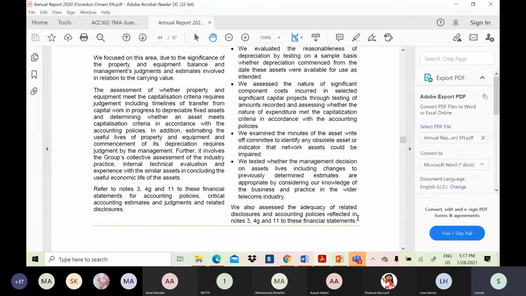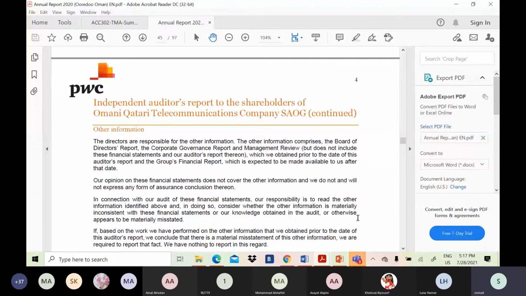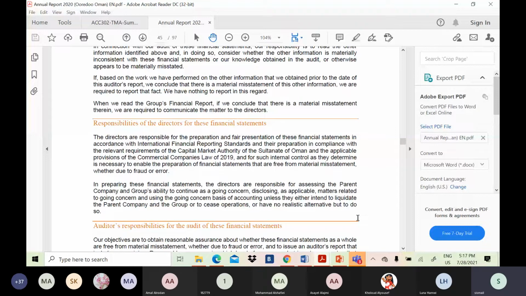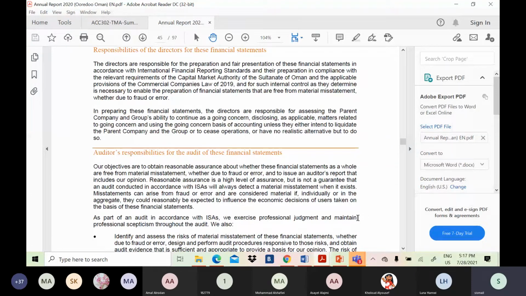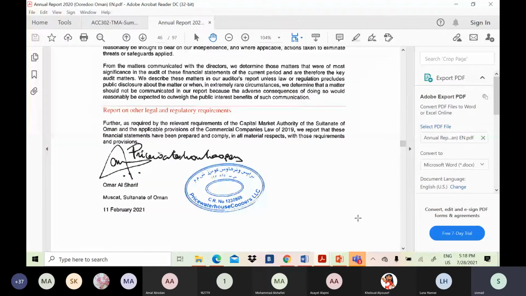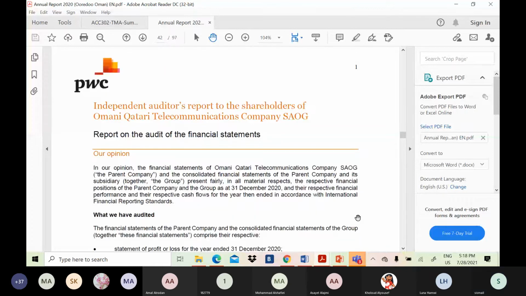Get the point? And at the end, can you see the name of the auditor, PricewaterhouseCoopers, the name of the city, Muscat, Sultanate of Oman, the date, the stamp, the ID number 1230865, which is the office number. Can you see? Exactly as we learned in the previous lecture, related to chapter 2. Is it clear what I said until now? Yes, doctor.